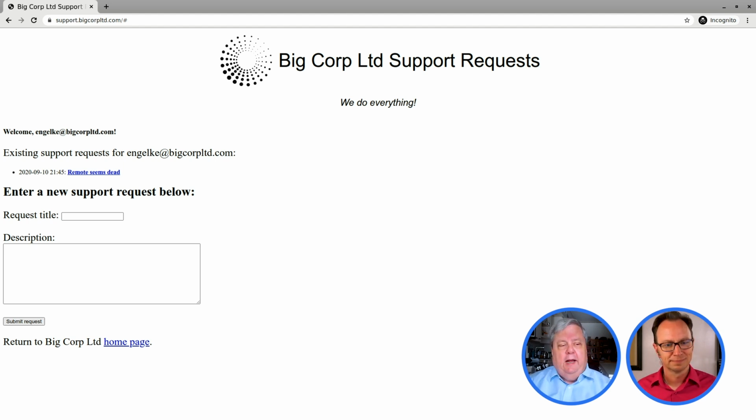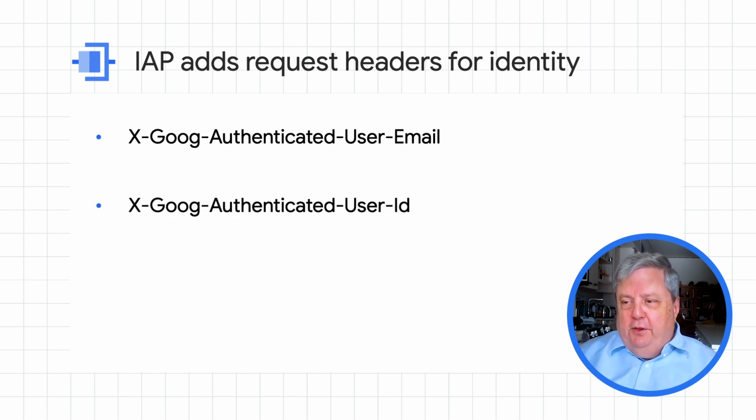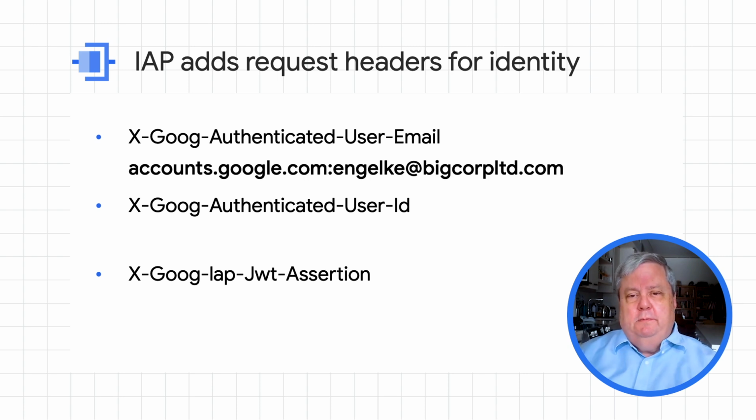These are the headers that it adds. Three headers, one called X-Goog-Authenticated-User-Email, then X-Goog-Authenticated-User-ID, and X-Goog-IAP-JWT-Assertion. Here are some examples of the values. The authenticated user email one is my email address that IAP verifies. It stands by saying, I really checked. That's who this really is.